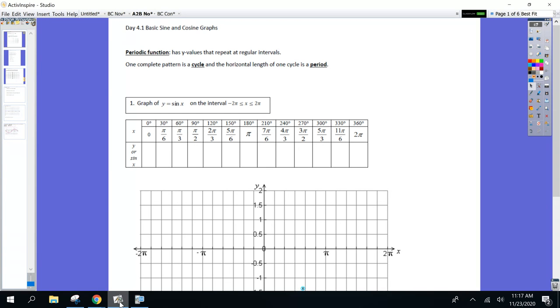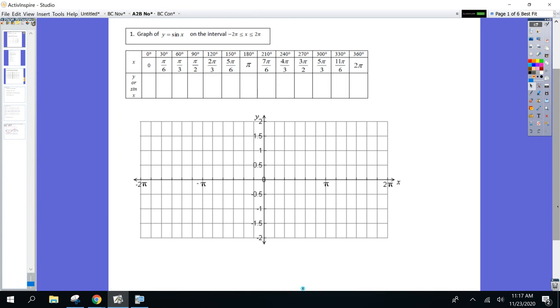First thing I want to point out to you guys is look at the graph now. When I ask you guys to graph sine and cosine, take a look at the graph. Notice anything about the x-axis? Doesn't go by ones anymore, does it, like you're used to? It's in radians now. When we graph sine and cosine, expect your x-axis to be in radians.